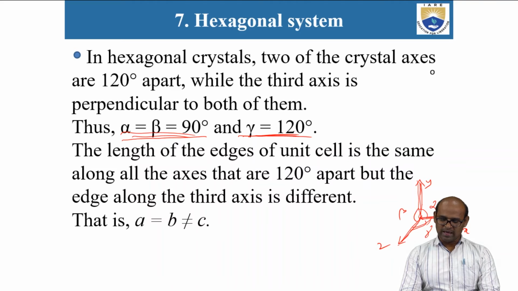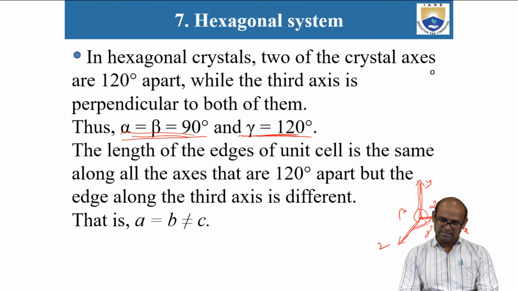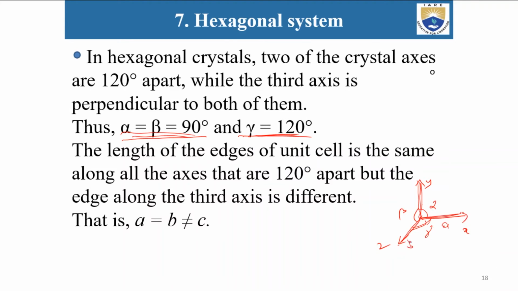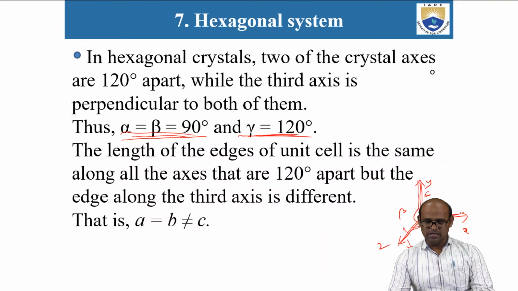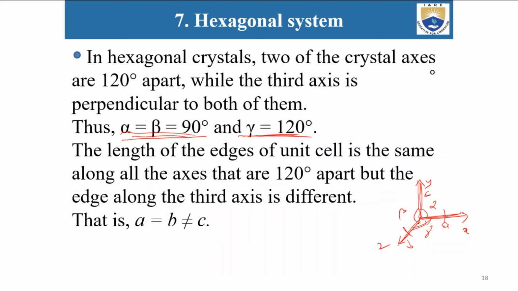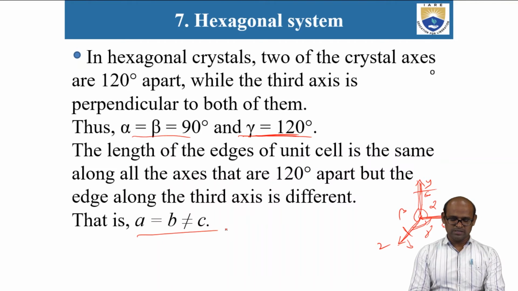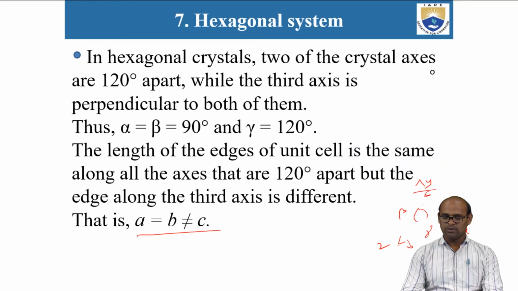If I take this as a, this as b and this as c, the length of the edges of the unit cell is the same along all the axes that are 120 degrees apart, but the edge along the third axis is different. So these two lengths are equal, but this length is not equal to the remaining two. So a is equal to b, but not equal to c.